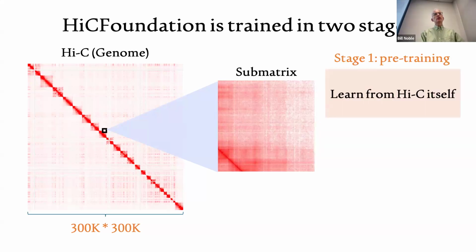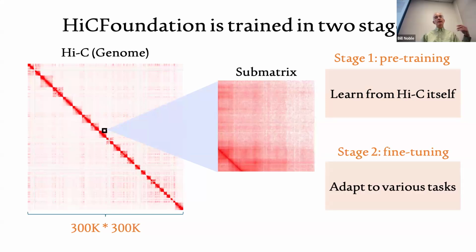And in the first stage, we're going to just learn from the Hi-C data itself. So we downloaded all the data we could find from the ENCODE consortium, from the 4D Nucleome consortium, but also from other published data sets. We do this pre-training stage, and then we're going to separately do fine-tuning for a variety of downstream tasks.